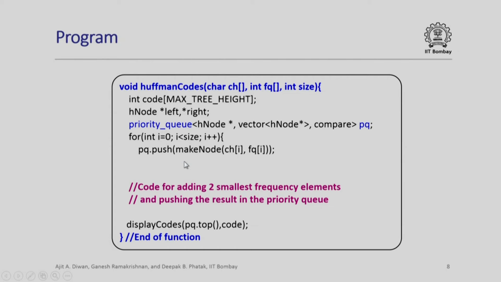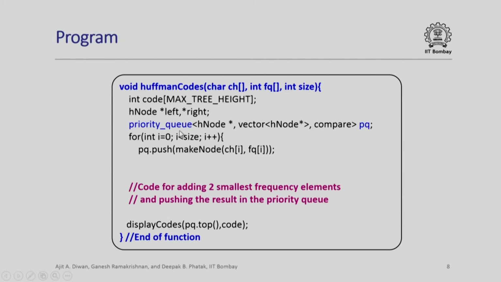Please note that when we insert them, with the pq.push function that we use, we have seen how these nodes get inserted. Now, we have to add code for adding two smallest frequency elements and pushing back the result in the priority queue. At the end, we will have to display all the codes, for which we invoke the display function. So, note the very simple but important thing.